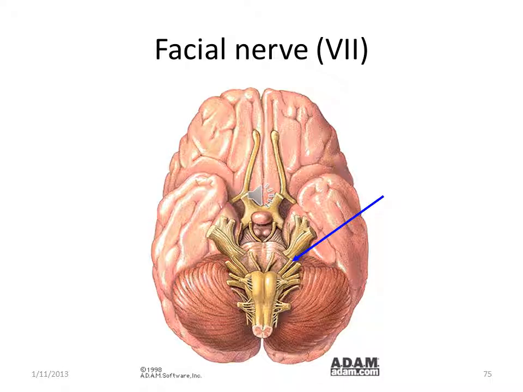Cranial nerve 7, the facial nerve, is identified by the blue arrow on this slide. It comes right at the junction between the pons and medulla oblongata, but is usually considered to be emerging from the pons.